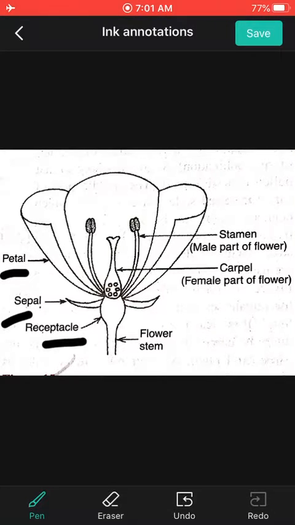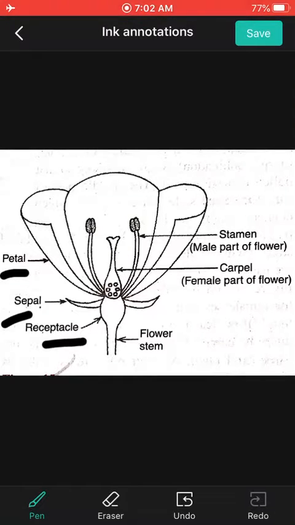Now what are the functions? The function of the sepal is to protect the petals. And what is the function of petals? As they are colorful, they attract insects for pollination. Pollination we will discuss after this, how it happens and what it is. So petals are colorful to attract insects so that pollination may occur. They are also scented, so that's why they attract insects.